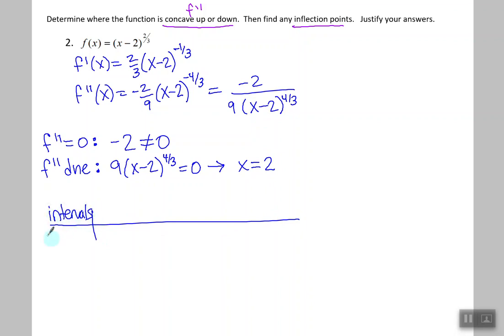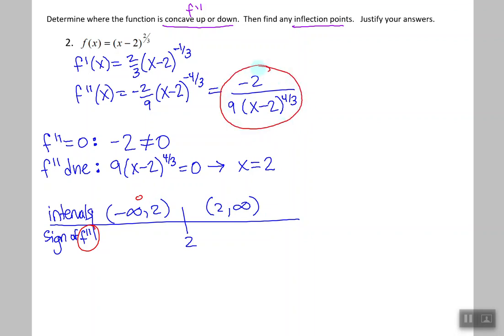Intervals, and because we're looking for concavity, we're going to write the sign of the second derivative, f double prime. Put 2 there, and our intervals are negative infinity to 2 and 2 to infinity. We are looking for the sign of the second derivative. Picking a test value such as 0, I'm going to the second derivative. The numerator is always negative, because that's a constant negative number.